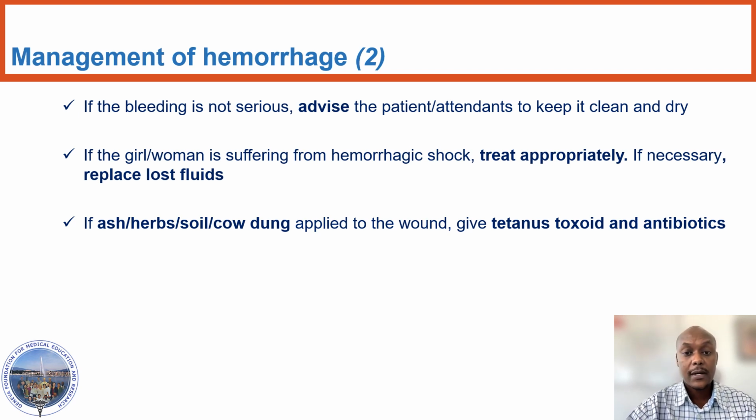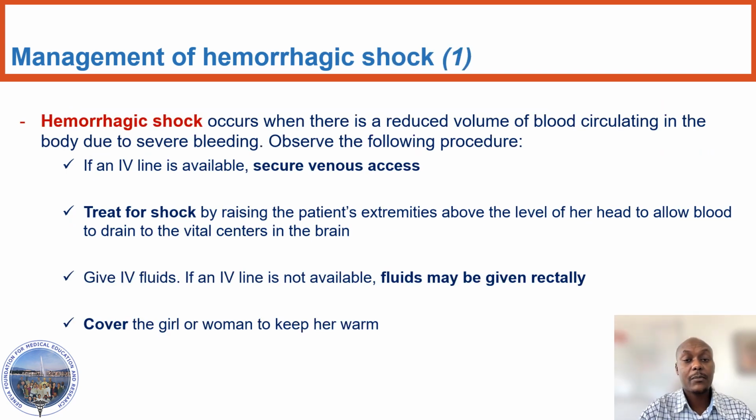In case of cultural practices like putting ash, herbs, soil, or cow dung to the wound, you will give tetanus toxoid and antibiotics. The next immediate or short-term health complication of FGM is hemorrhagic shock. And this usually occurs when there is reduced volume of blood circulating in the body as a result of severe bleeding. In case of hemorrhagic shock and an IV line is available, you will secure venous access.